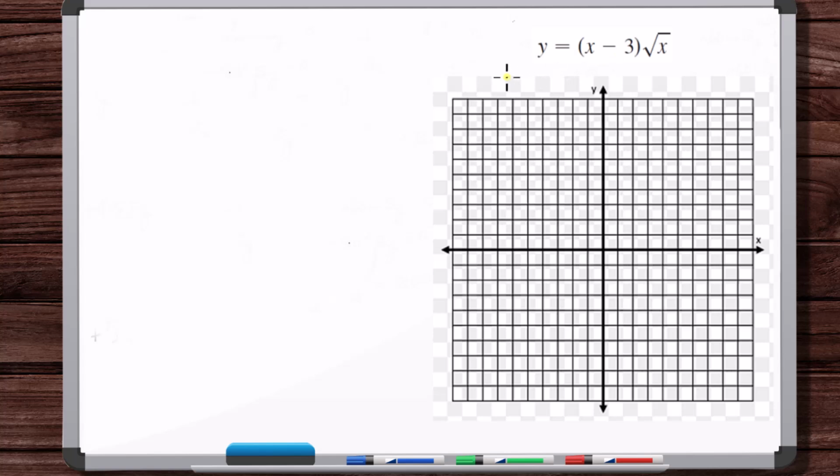Okay, this is the 6th video in the curve sketching example problem series. In this video, we're going to sketch this function here. All right, step 1, let's write the domain.